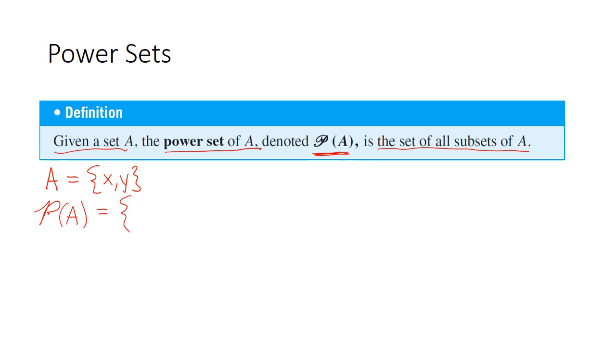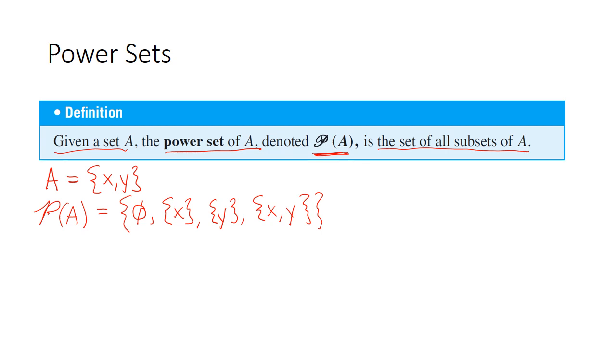The smallest possible subset would be the empty set, which we have this notation for. The next smallest would be subsets that have one element each. So we could have {X}, we could have {Y}, and that's all the one element subsets. And then the two element subset would be A itself. Okay, and that's all the possible subsets. There can't be any larger ones.